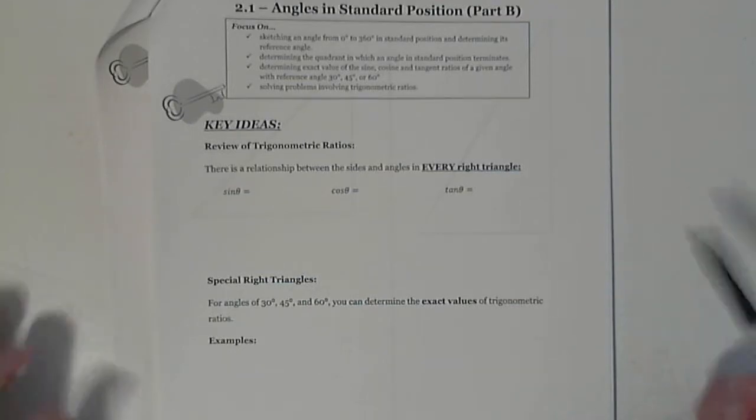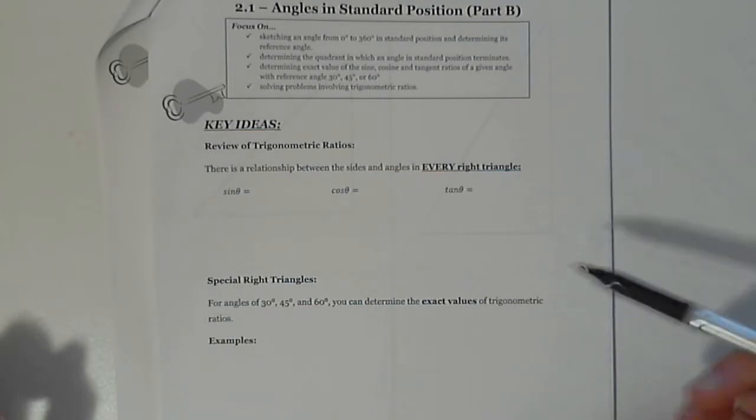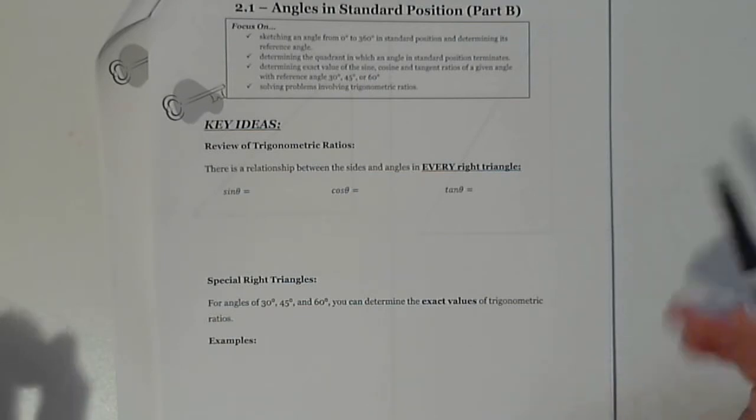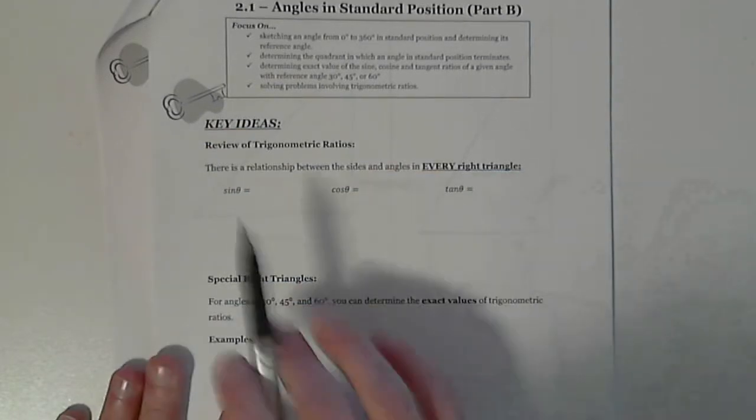Okay, this is 2.1 part B. This is actually a fairly short lesson. This one's all about the special triangles. And the special triangles are a memorization thing. We get exact values for some of these special cases. But anyway, let's just start off.